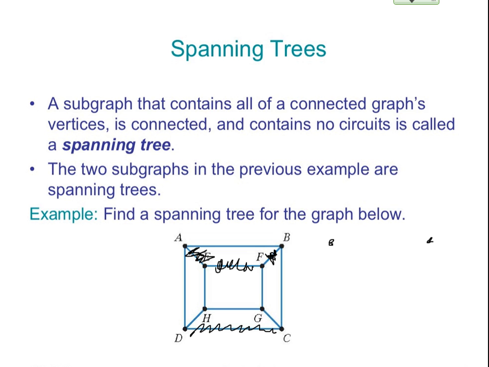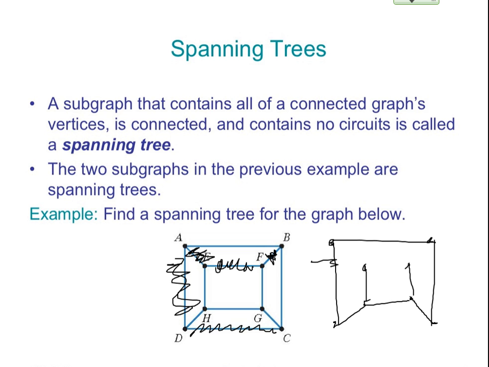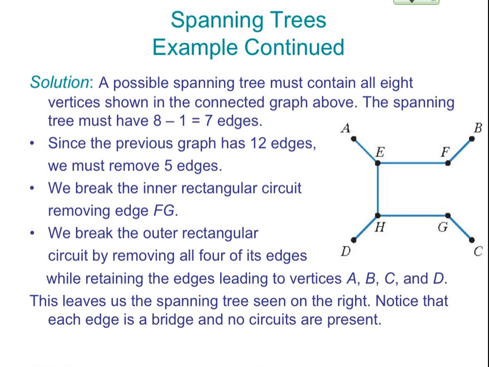We've got A, B, E, F, H, G, D, and C, and let's see what edges we still have. We've got from A to B, B to C, G to F, G to H, H to E, and I need to get rid of one more edge because this would make a circuit. So let me get rid of A to D. And now I have all the original vertices. And it's connected and there's no circuits. This is a different example of a spanning tree using the same graph.